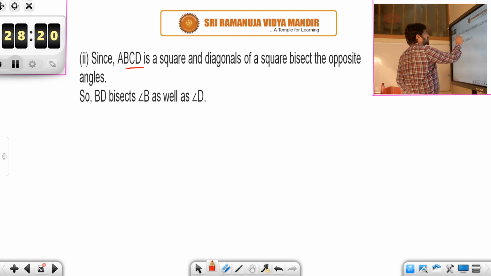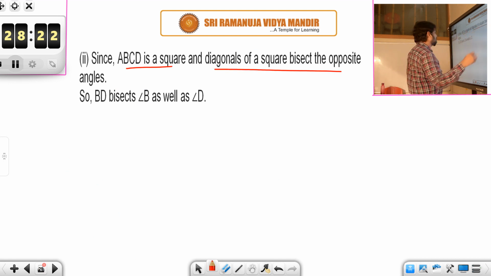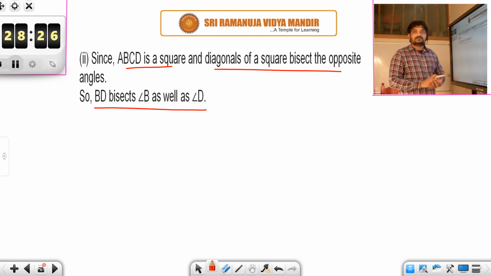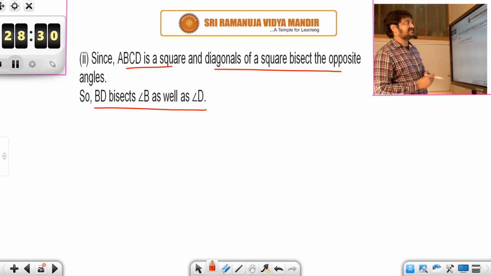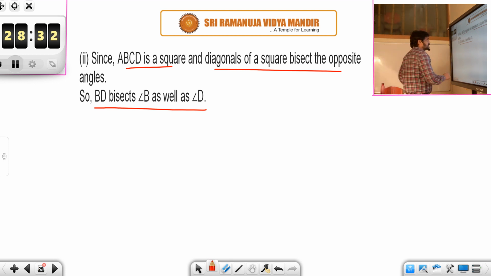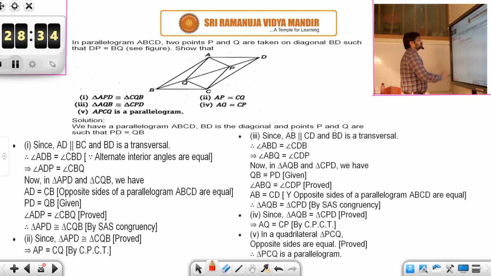Okay. Since ABCD is a square and diagonals of a square bisect the opposite angles, so BD bisects angle B as well as angle D. Okay. So, directly you could use it or you could prove it as well, as I have discussed just now. So, let us continue with the next question.